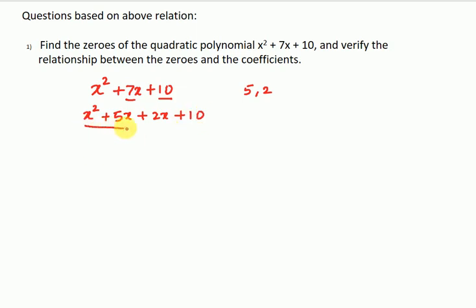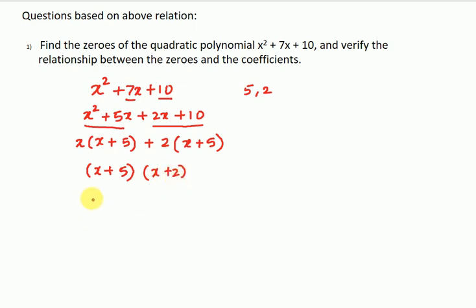Now we need to factorize separately. First one, take x common, so in the bracket we are left with x plus 5. Plus, now in 2x plus 10, common is 2, left in the bracket x plus 5. Now again x plus 5 is a common factor, so we will write x plus 5 and the left out terms are x plus 2.